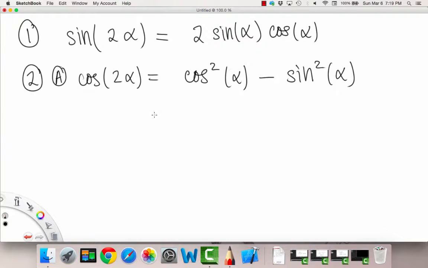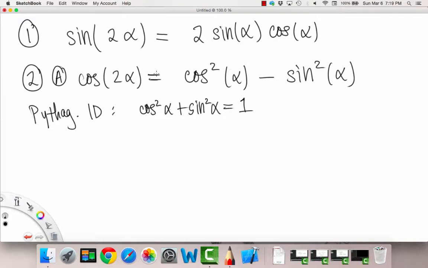Okay, because of the Pythagorean identity, let me write a little side note here, which is cosine squared alpha plus sine squared alpha is equal to 1, we can actually replace some of these things and make this equality look a little bit different. So we could say, for example, cosine squared alpha is equal to 1 minus sine squared alpha. And because of that, we can plug in this right side into our cosine squared alpha.